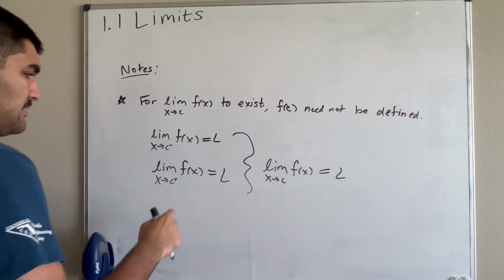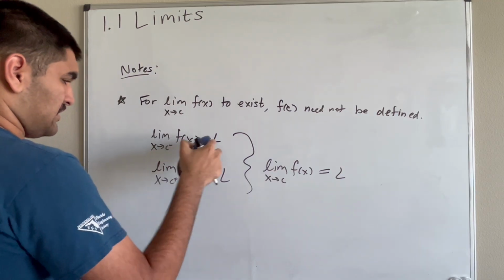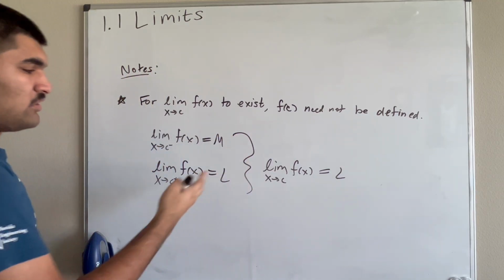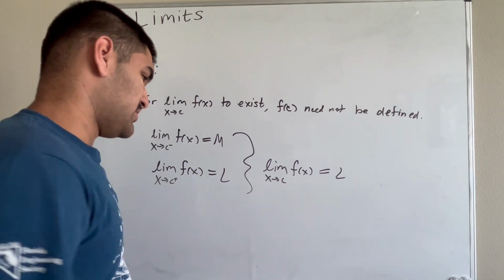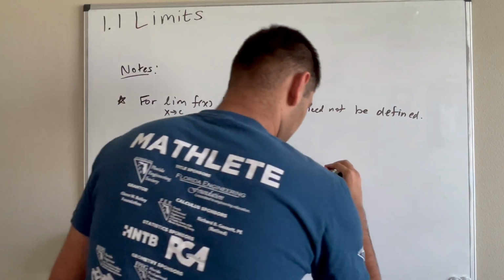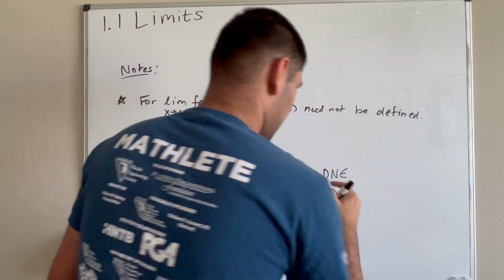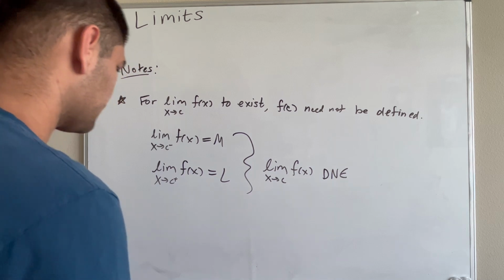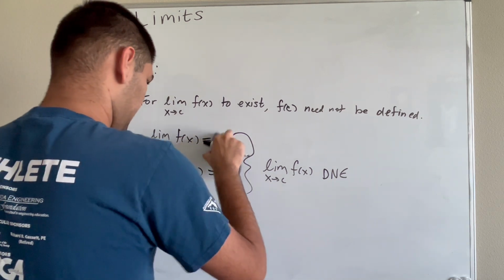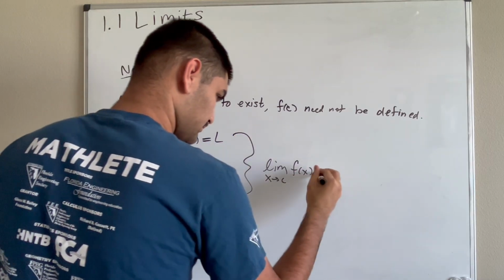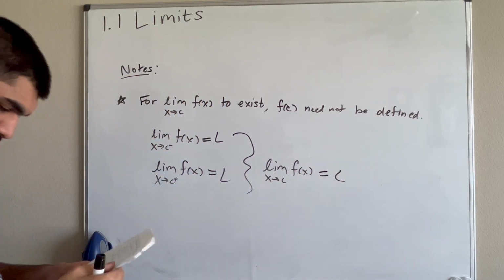But let's just say, for example, that the limit as x approaches c from the left-hand side is equal to m, then now all of a sudden this limit as x approaches c does not exist, right? So now this does not exist, and we just write DNE. So this means it does not exist. But I'm just going to go back to the previous solution. So, yeah. Okay. Cool.